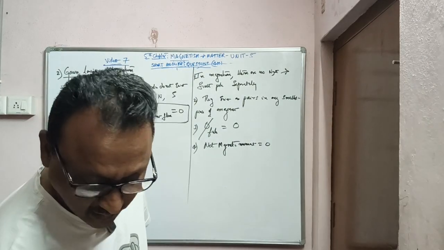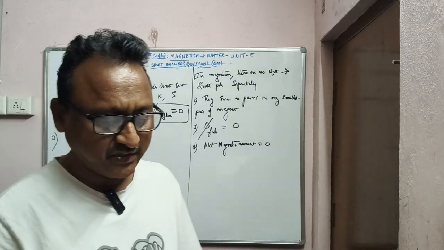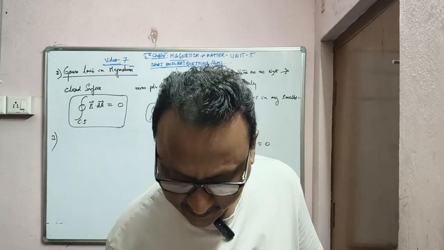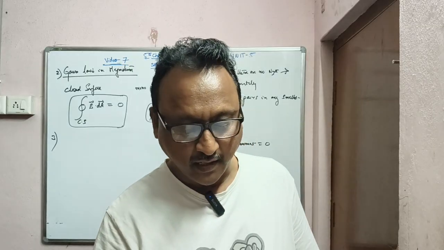And going to the third question, short answer questions, and please make a note, this is the 7th video. Explain the properties of diamagnetic materials. Okay? Explain the properties of diamagnetic.